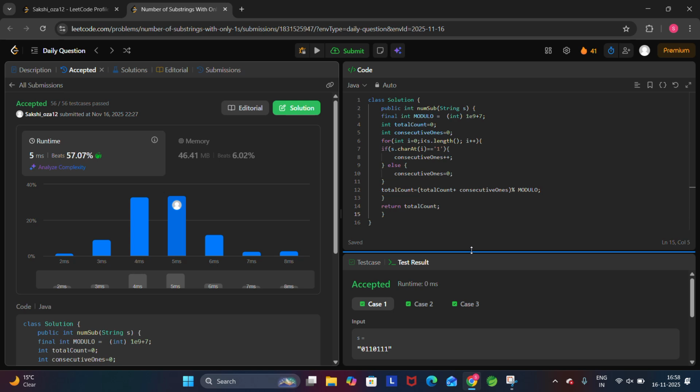So this approach is simple, fast and clean, and it avoids any complex substring enumeration. It is a great example of how recognizing patterns in consecutive characters makes the problem much easier.